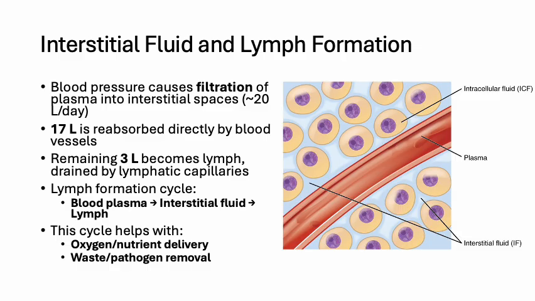This continuous cycling of fluid from blood plasma to interstitial fluid to lymph is essential for maintaining proper tissue function. It ensures that cells are constantly bathed in fresh fluid rich in oxygen and nutrients, while also removing waste and potentially harmful pathogens from the tissues. The lymphatic system therefore plays a vital role in both fluid balance and overall tissue health, acting as a return route for fluid that escapes the vascular system.